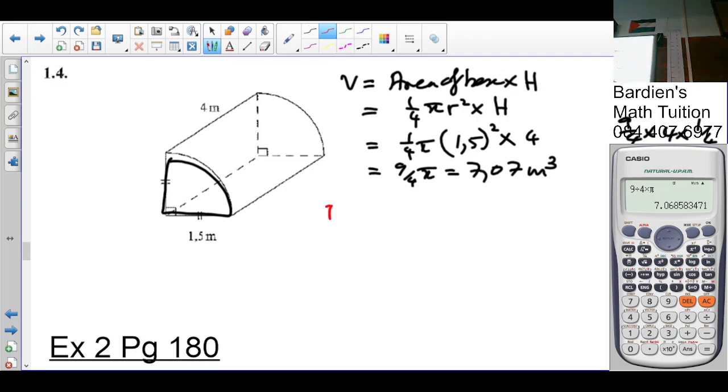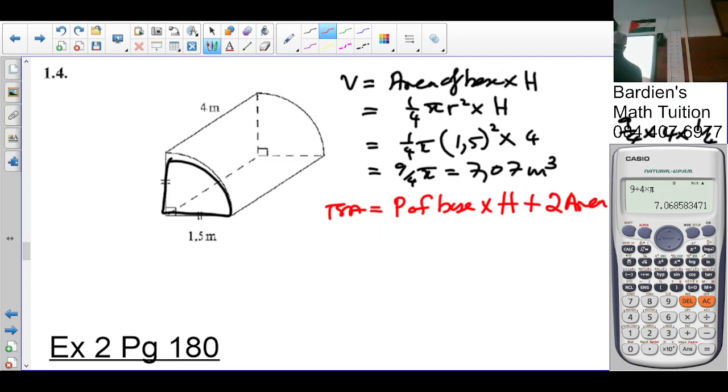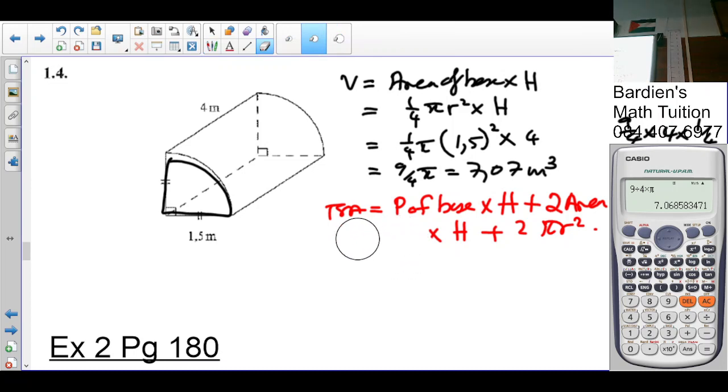How do you calculate the total surface area? Perimeter of base times height plus 2 area of base. Okay. If we look at the shape, it's going to be the perimeter of a quarter of a circle times the height plus 2 the area of the base. But the perimeter of this base will consist of a quarter of a circle plus twice the distance. Okay.